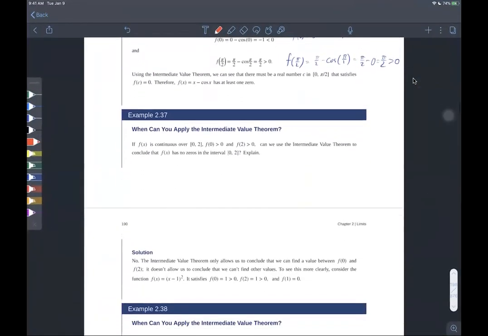All right. So when can you apply the intermediate value theorem? If f of x is continuous over the closed interval from 0 to 2, f of 0 is greater than 0, f of 2 is greater than 0, can we use the intermediate value theorem to conclude that f of x has no zeros in the interval from 0 to 2? We can graph this and show that the intermediate value theorem does not really say much about this function here.